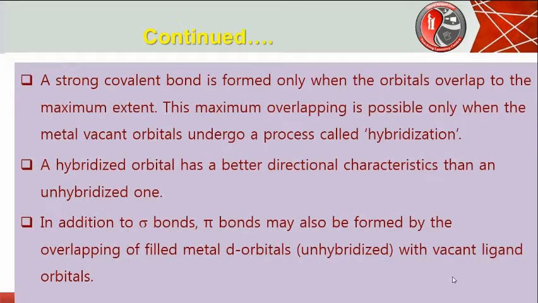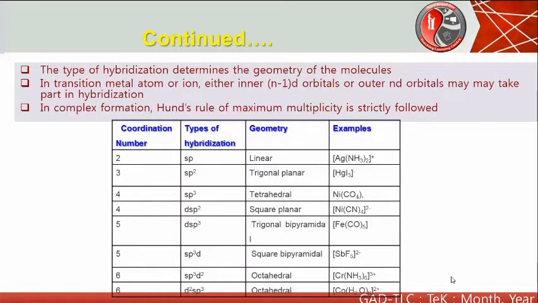A strong bond is formed only when the metal orbital overlaps to the maximum extent. This maximum overlapping is possible only when the metal vacant orbitals undergo a process called hybridization. A hybridized orbital has better directional characteristics than an unhybridized one. In addition to sigma bonds, pi bonds may also be formed by the overlapping of filled metal d orbitals with vacant ligand orbitals. The type of hybridization determines the geometry of the molecules.